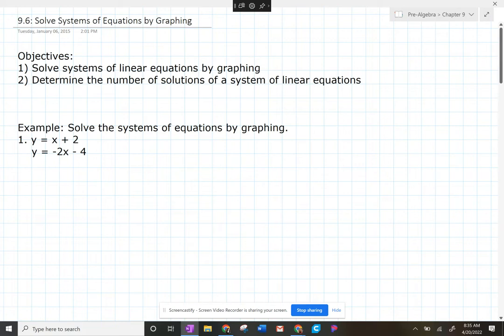Anyway, we're going to draw two lines. We're going to graph two lines, and where they cross, that is going to be what our solution is. Okay? So there's two ways to do it. There's a way to do it by graphing. There's a way to do it algebraically. We are going to start with graphing today.